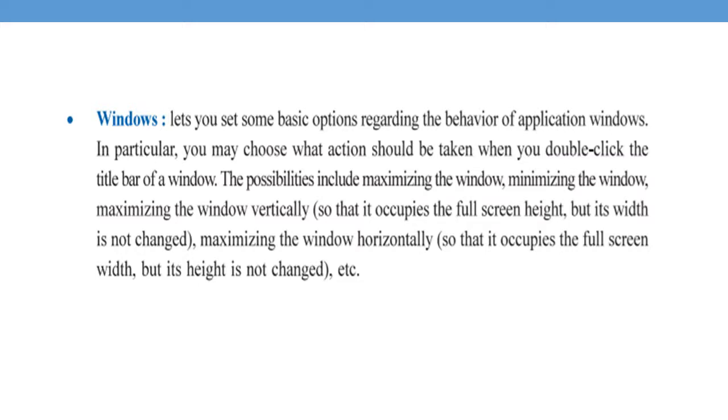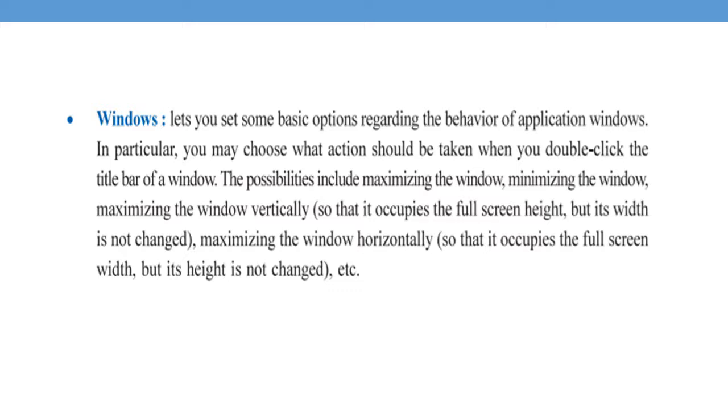Windows lets you set some basic options regarding the behavior of applications. Windows in particular, you may choose what actions should be taken when you double click the title bar of a window. The possibilities include maximizing the window, minimizing the window, maximizing the window vertically so that it can occupy the full screen height but its width is not changed, and then maximizing the window horizontally so that it occupies the full screen width but its height is not changed.